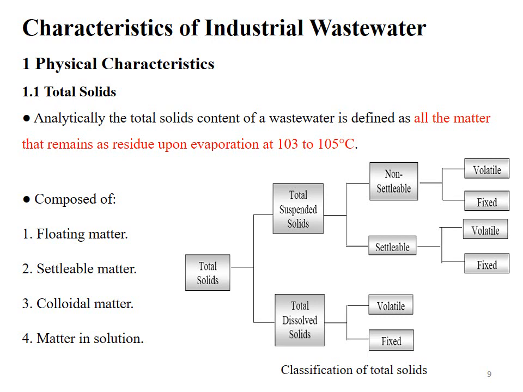A classification of the total solids is also shown in this figure, where the total solids can be subdivided first into total suspended solids and total dissolved solids. These total dissolved solids may be further of two types, which are volatile and fixed, while the total suspended solids can be further divided into two types. The first one is non-settlable and the second one is settlable. The non-settlable can further be divided into two types: one of them is volatile and the second one is fixed. Similarly, the settlable can also be further subdivided into two types, the volatile and fixed.